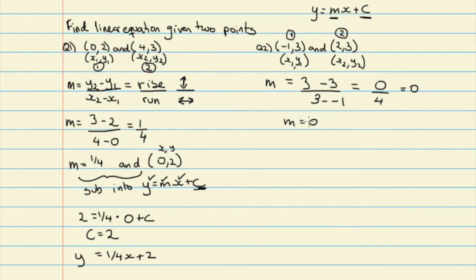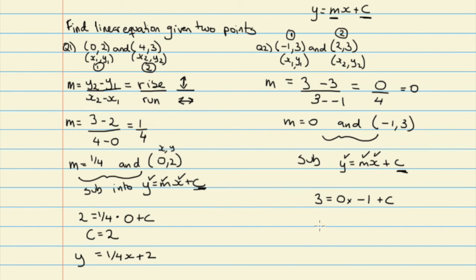I can again use my gradient and either one of my points. I'm going to use point 1, and substitute that into the equation for the straight line. Again, that's going to give me the gradient, a y value, and an x value, and the only unknown will be c. When I substitute that in, I'll have 3 equals 0 times -1 plus c. So you can see that my value for c is just 3. Then my equation for a straight line is y equals 0x plus 3, which is y equals 3.